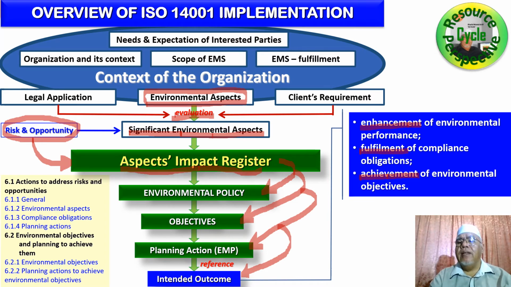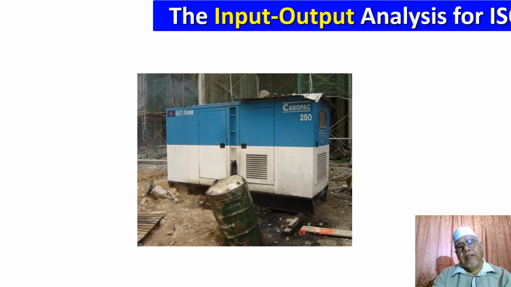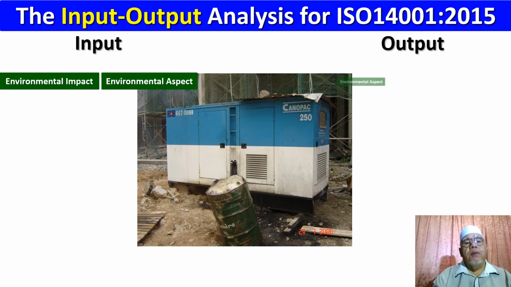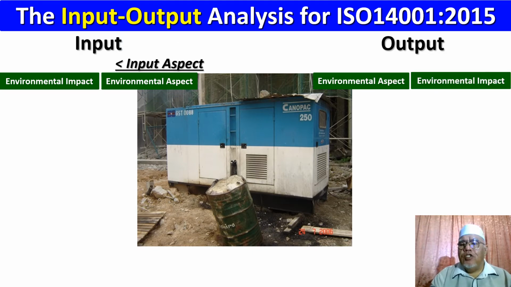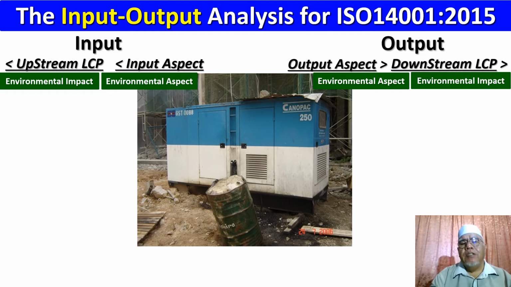Let's take a look at the input-output analysis. So now you know where the identification of environmental aspect is, and the way we do it is the input-output analysis. So the input-output analysis is right there. Okay, now let's take a look at it. The example that I have here for you is a genset which is situated in a construction site many years ago.